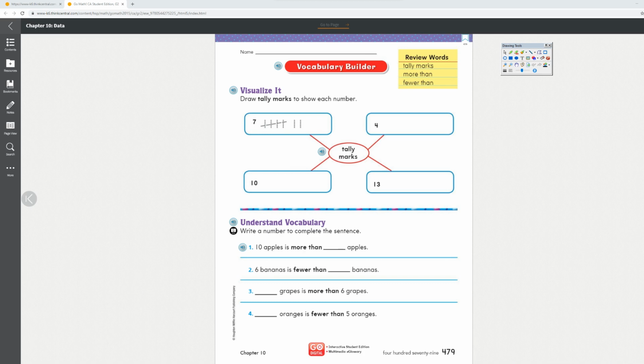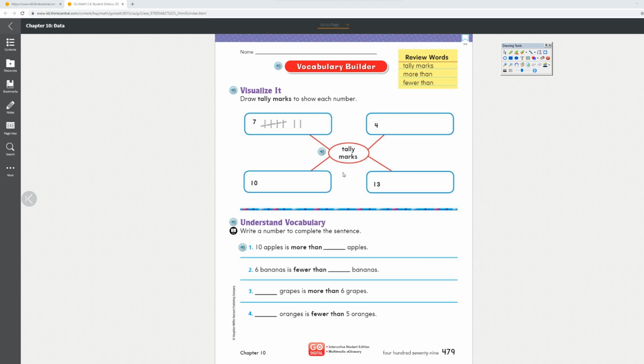Students, we are now on page 479. Vocabulary Builder. Visualize it. Draw tally marks to show each number. Here are some of the review words in yellow that we are going to be working on. We're going to be working with the words tally marks, more than, and fewer than. So draw tally marks to show each number. We have number 7 here as the example. We have 7 tallies, and that's how we got number 7. If we count them, we have 1, 2, 3, 4, 5, 6, 7.